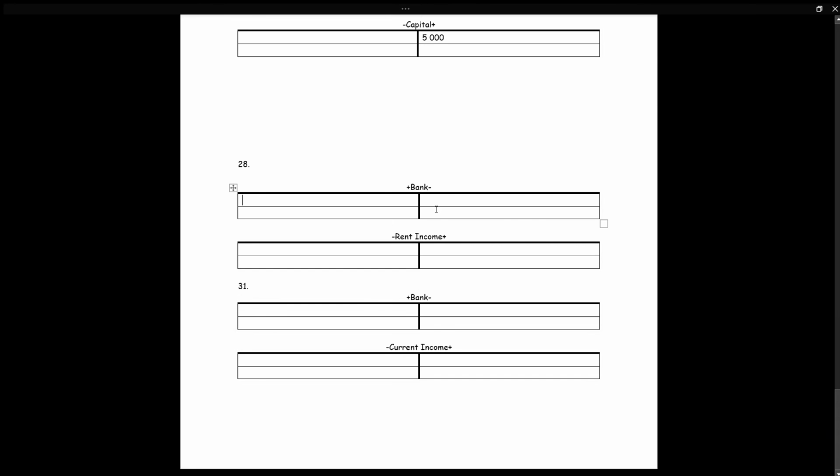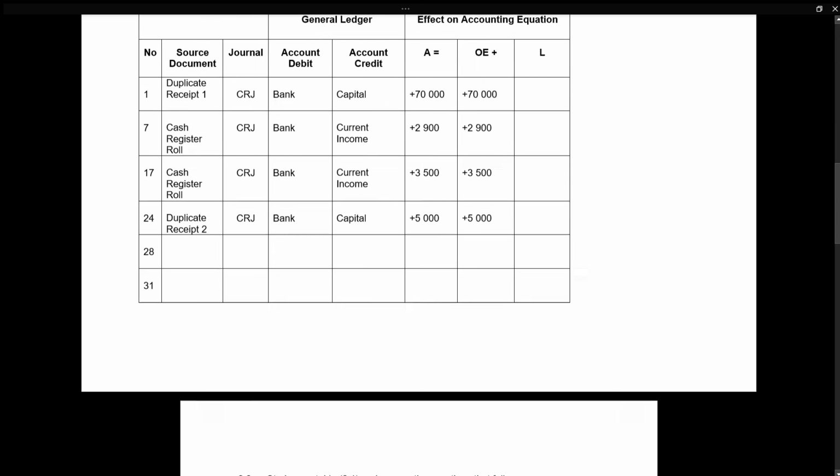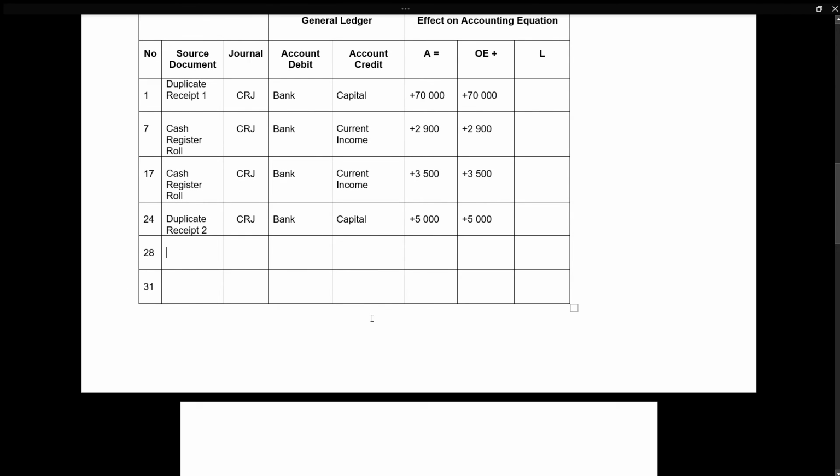Right, so bank will increase with 13,500 Rand, and my rent income account, my income will also increase with 13,500 Rand. Right, so bank will be debited and rent income, which is an income account, will be credited. Let's go and put this in my accounting equation. Right, so it was an electronic payment, so my source document will be a bank statement. My journal will be a cash receipts journal, and bank will be my account being debited. Bank is an asset account and increases in the debit side.